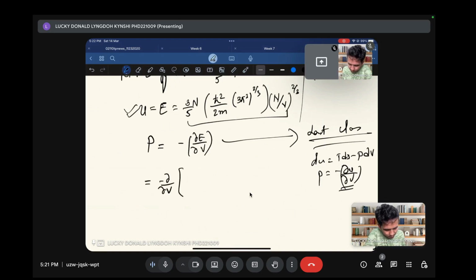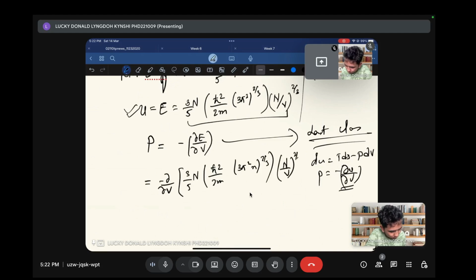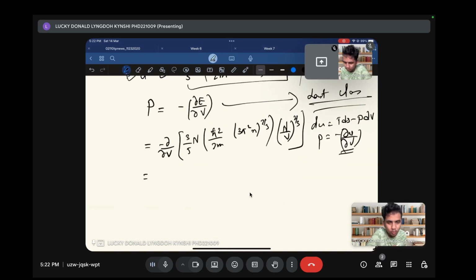Okay, and energy you can substitute with 3 by 5 n, h cross square by 2m, and 3 pi square n to the power of 2 by 3, and we get n by v to the power of 2 by 3. So you just need to differentiate this term, and the terms which are constant you can take out. So we get minus of 3 divided by 5. And also h cross square by 2m you can take outside because it's not required. And 3 pi square also is a constant, you can take it out.